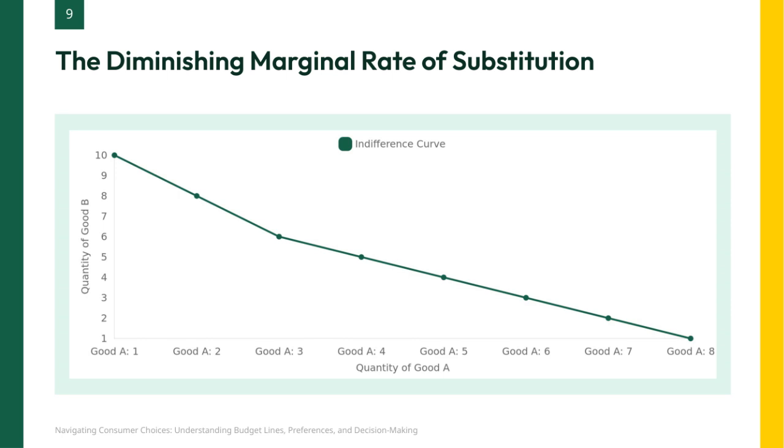The slope of the curve changes along the way, reflecting this changing willingness to substitute one good for the other. This diminishing rate highlights how consumers balance their preferences between two goods to maintain the same level of overall satisfaction.